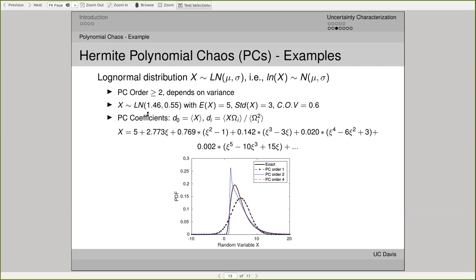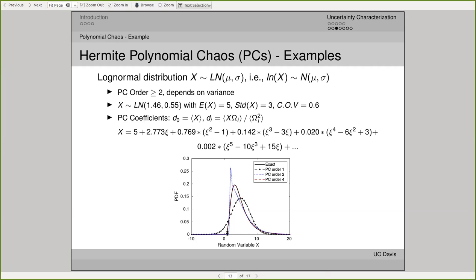Let's say we have a log normal distribution with a mean of 5 and a standard deviation of 3. That will give us a coefficient of variance of 0.6, and we perform the expansion using the formula that I presented before. We can calculate the different contributions of the different orders of polynomial chaos to such a log normal distributed random variable x.